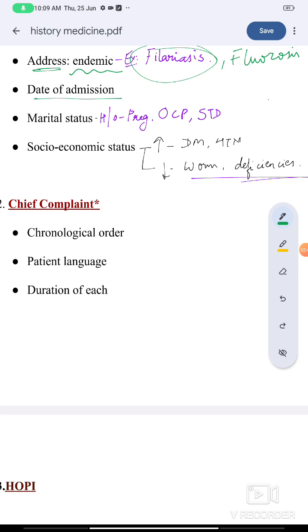Then comes date of admission. Next is marital status. Marital status helps us to rule out any pregnancy, oral contraceptive pill, or history of any STD. Next comes socioeconomic status. The scale which is used to determine the socioeconomic status is the modified Kuppuswamy scale.